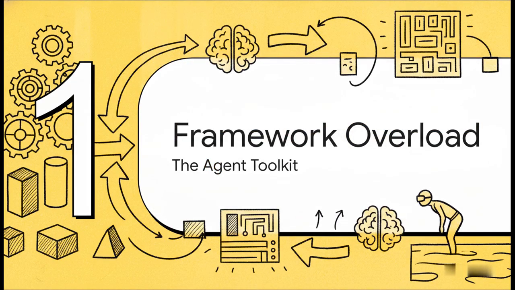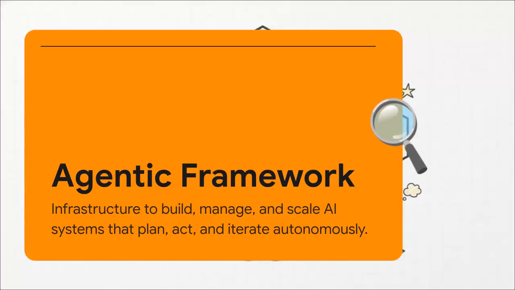Section 1. The Agent Framework Overload. To figure out which framework to pick, we first need to understand the fundamental building blocks of what we're actually dealing with here. So what exactly is an agentic framework? Well, think of it as a master toolkit that provides the essential infrastructure for your AI. This includes orchestration, like how your agents coordinate, plus tools for interacting with external APIs or databases, and memory for retaining information across a session.